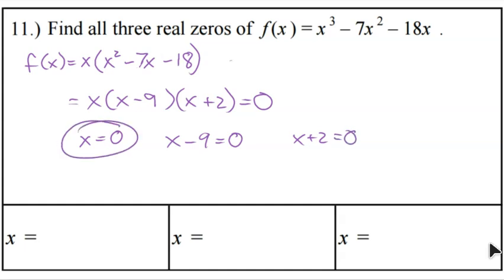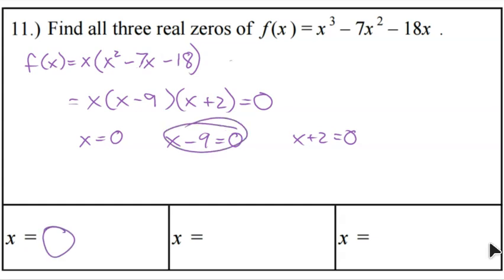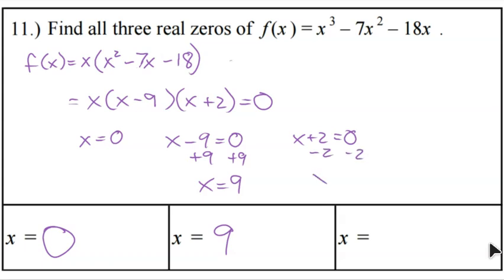Well, this one is already solved. X is equal to 0, so that's actually one of our real zeros, is 0. This one has to be solved. We have to solve for x. So we're going to add 9, and we get x is equal to 9. So x equals 9. And then this one has to be solved. We subtract 2, so we have x is equal to negative 2. And so that's our third zero. And so we have identified all three real zeros of this function f of x.